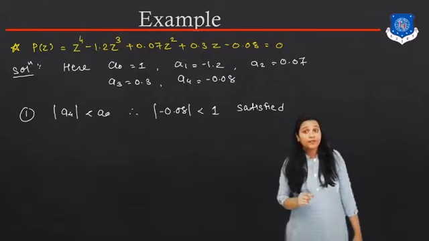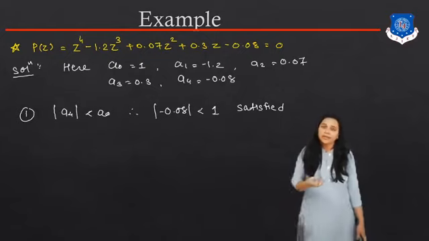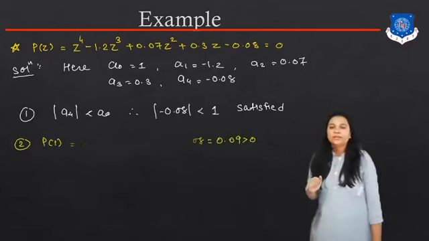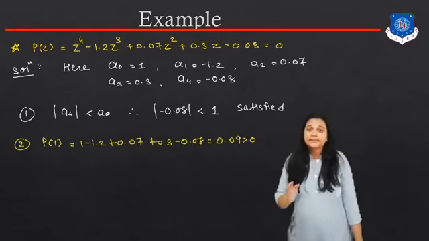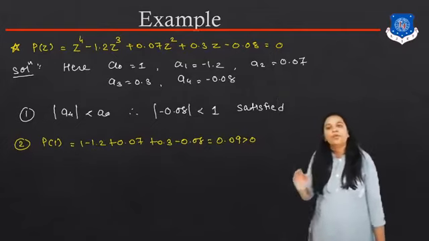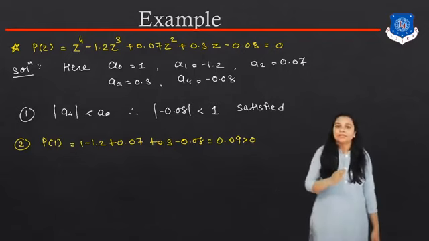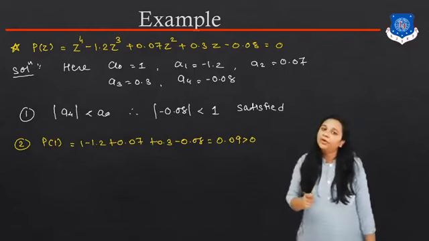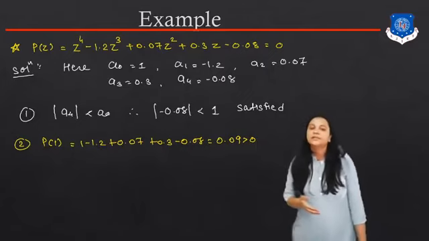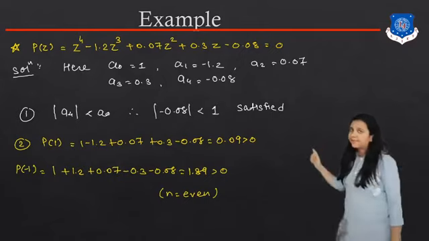Now the first condition is the mode of a4 is less than a0. Here you can see that a4 is equal to minus 0.08, so the mode of minus 0.08 is less than 1. So the first condition is satisfied. Now the next condition is to put z equal to 1 in the characteristic equation. So P of 1 is equal to 1 minus 1.2 plus 0.07 plus 0.3 minus 0.08, which is equal to 0.09. It is again greater than 0, so the second condition is also satisfied. The third one is to put z equal to minus 1.